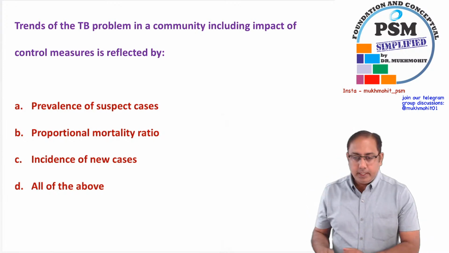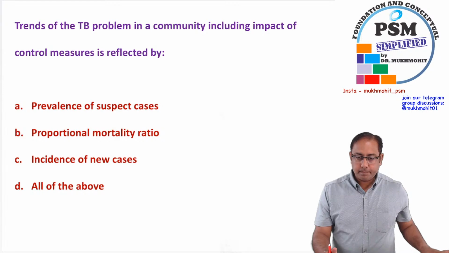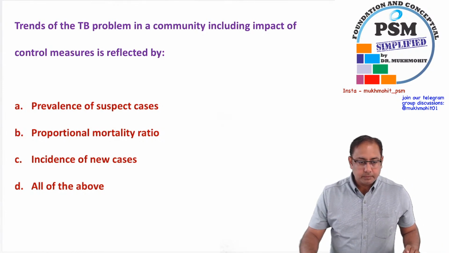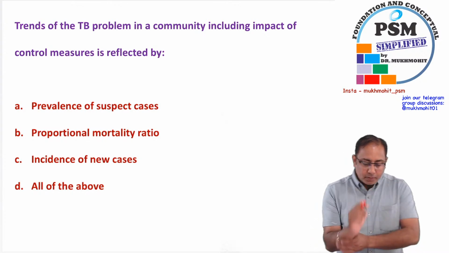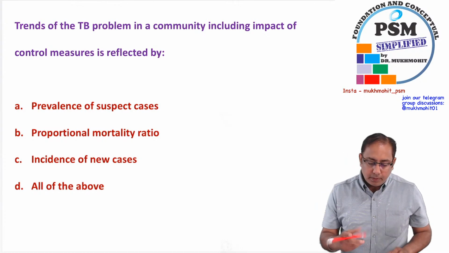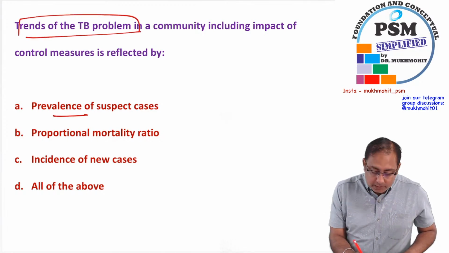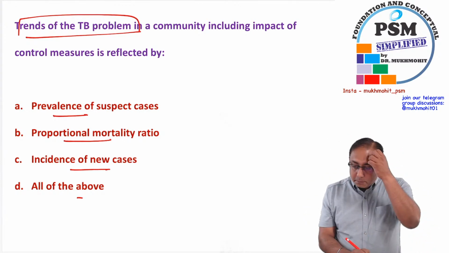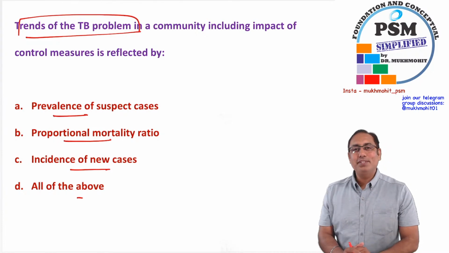Option B, option D. Many of you are saying option B and D. Option C, Ashima, option D. So trends of TB problem in the community. You want to find the trend of the TB problem. You would go with prevalence, proportional, incidence, or all of the above. Many are saying option D, that is all of the above. But if you have to choose one answer, what do you think you're going to choose?